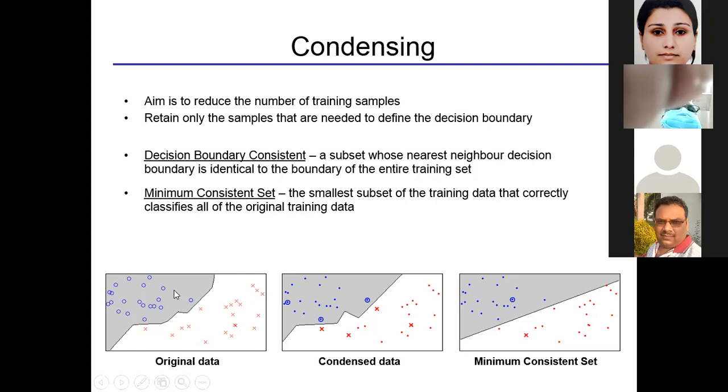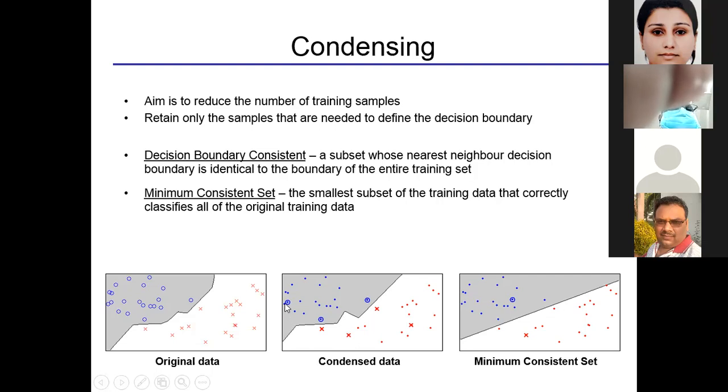So look at this. First one is the original data. In the original data, we have so many points. From the original data, you can see there is a decision boundary. It is shown here. We actually have to identify this decision boundary. So we perform condensing.